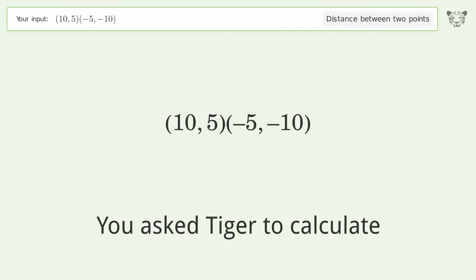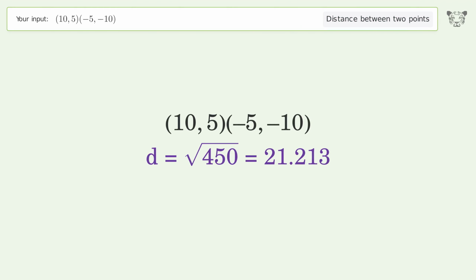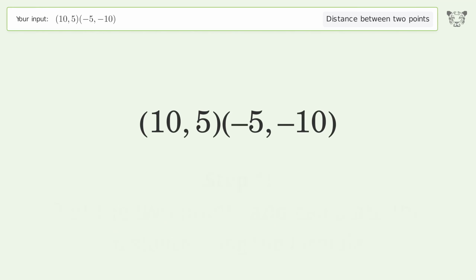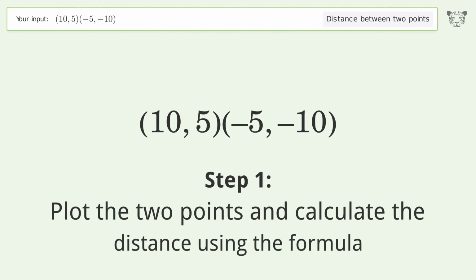You ask Tiger to calculate. This deals with the distance between 2 points. The distance between the 2 points is the square root of 450, or 21.213. Let's solve it step by step. Plot the 2 points and calculate the distance using the formula.